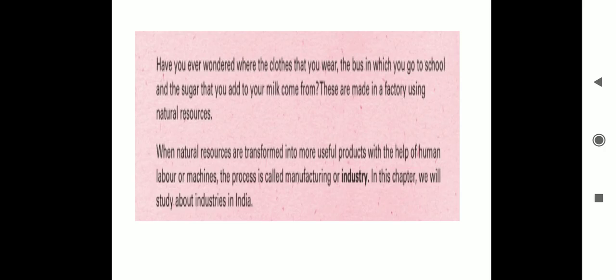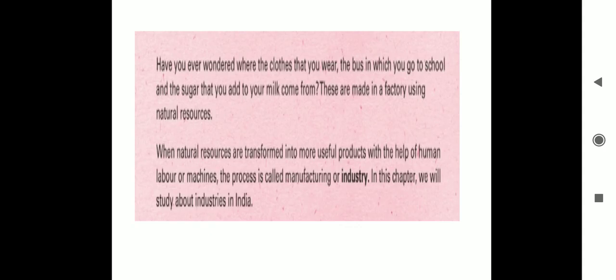In the previous chapter, those who remember, we had studied that agriculture provides food for people and raw materials for industries. Raw materials means the things that are required to make any product.